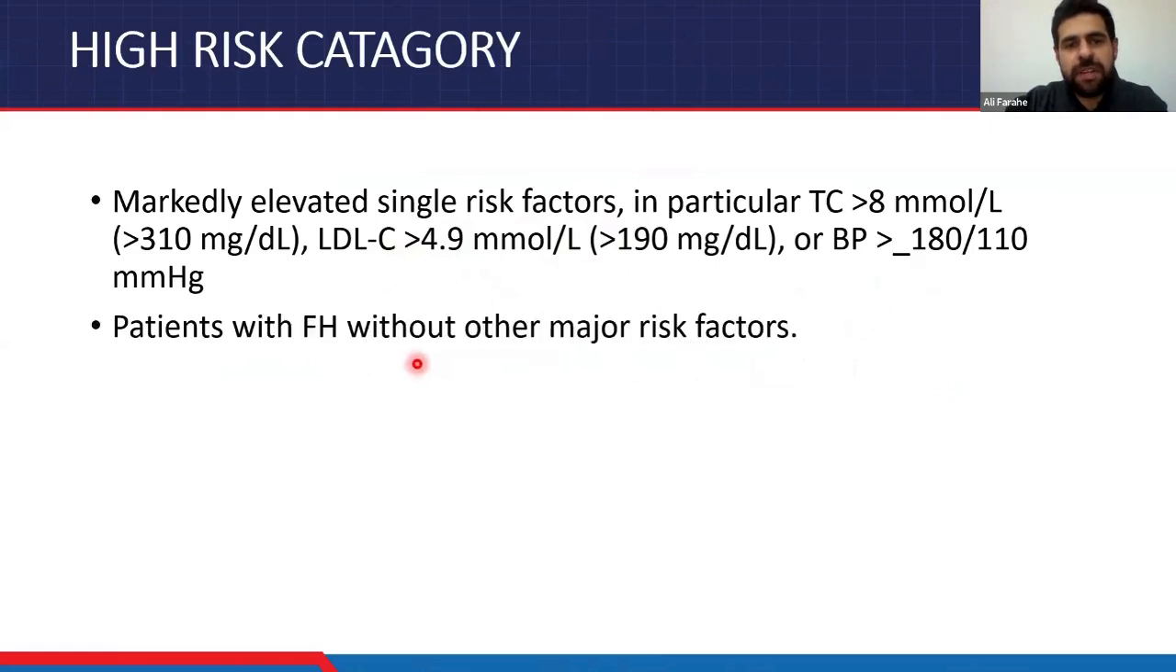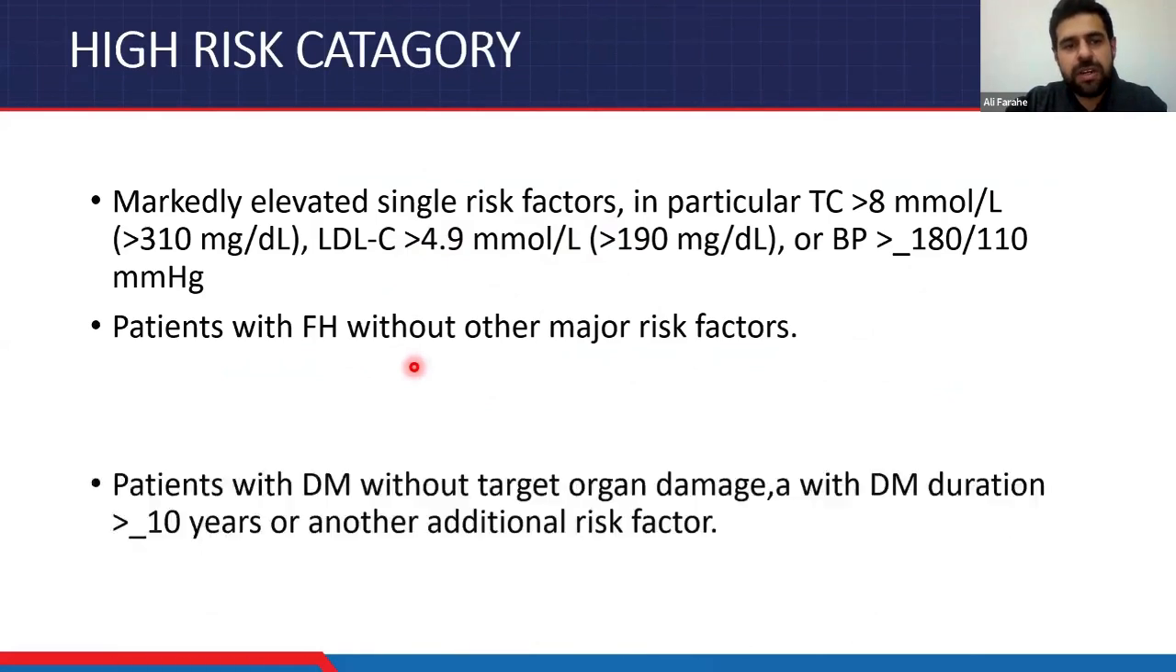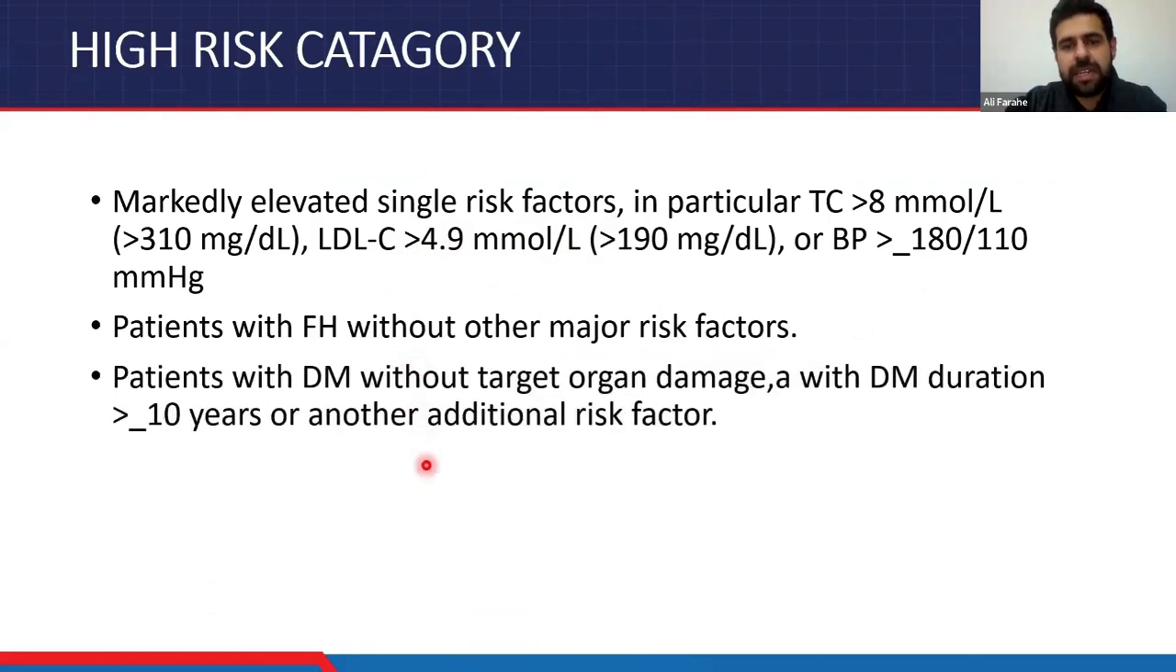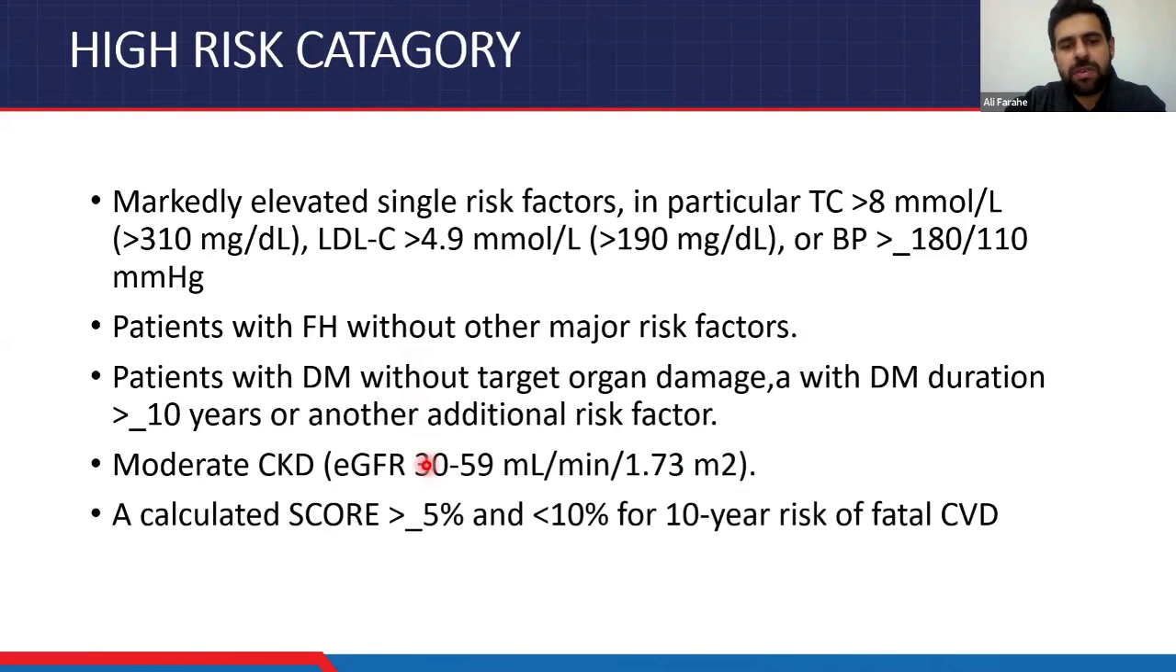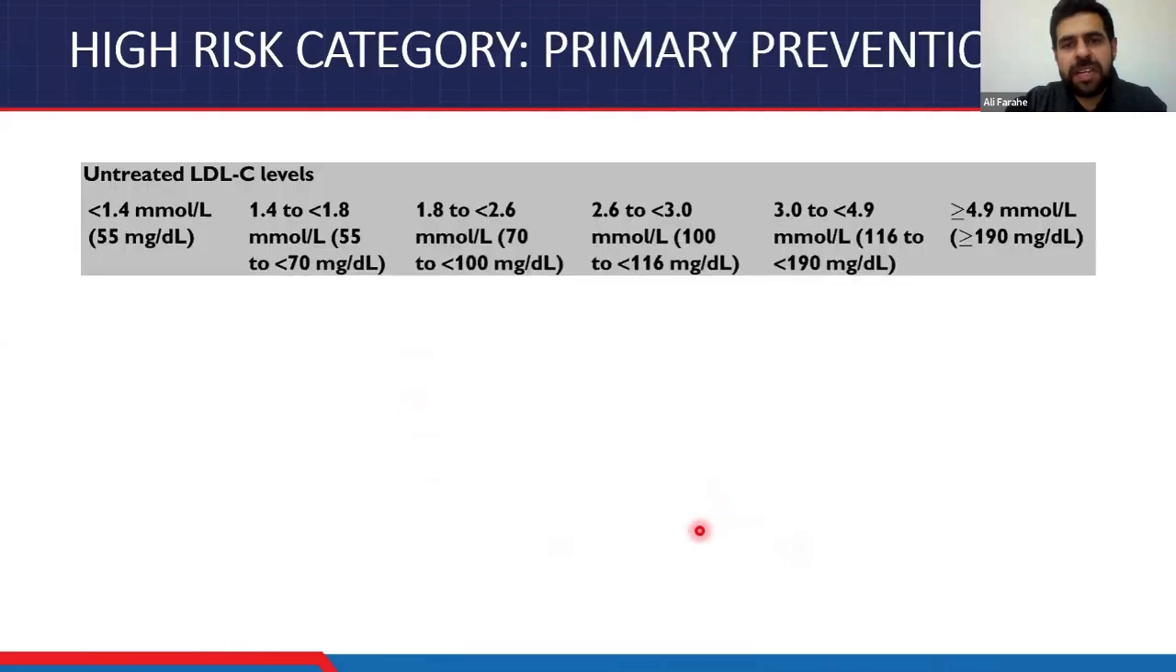These are the patients with family history but without other major risk factors, like our patient with diabetes mellitus but without target organ damage, a patient with moderate CKD, and a score level of more than 5 but less than 10% for 10-year risk of fatal CVD. So how must these patients be managed?